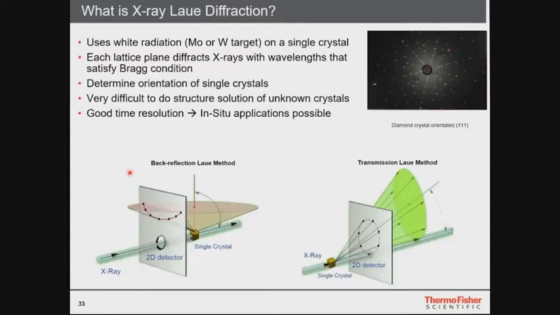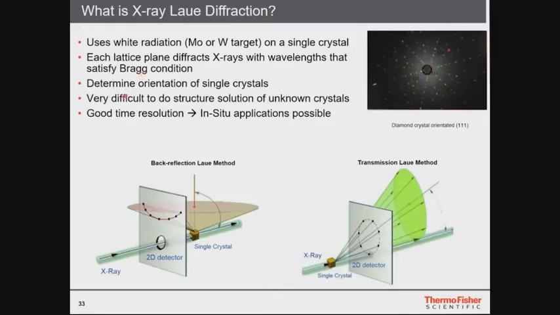So this means our diffraction pattern, which looks like this, you get these nice spots here. It looks like the night sky, but not all of these signals are coming from the same wavelengths, they are coming from different wavelengths. So this is very different to powder diffraction. This can be used to determine the orientation of single crystals.